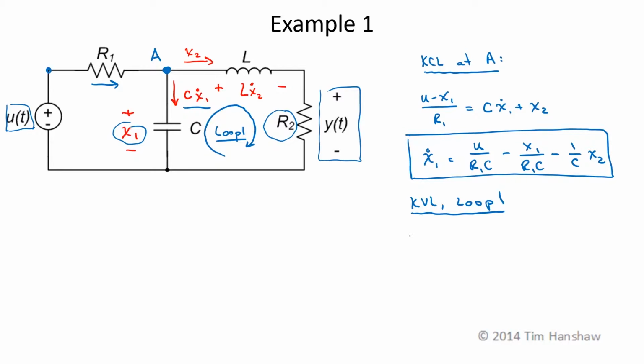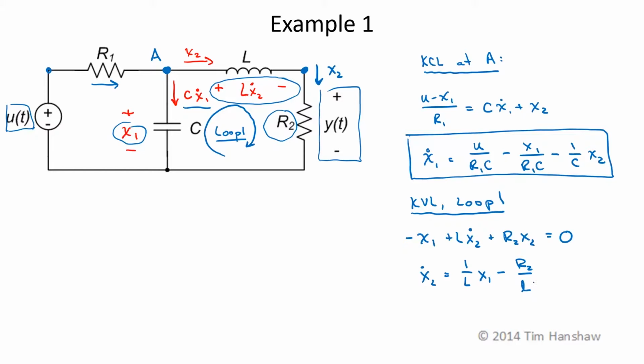KVL around here says minus x1, the voltage across the capacitor, plus the voltage across the inductor, which is L x2 dot, plus the voltage across this resistor, which is the resistance times the current. If I do KCL up here, that tells me this current is also x2, so the voltage across this resistor is R2 times x2. That brings me back to my starting point, so that sums to 0. Solving for x2 dot gives 1 over L times x1 minus R2 over L times x2. There's my second state equation.